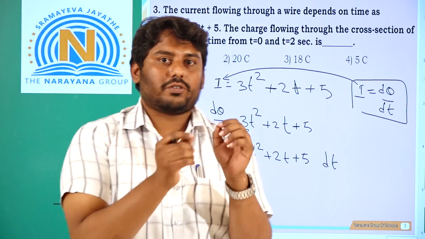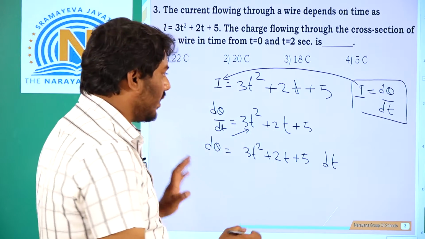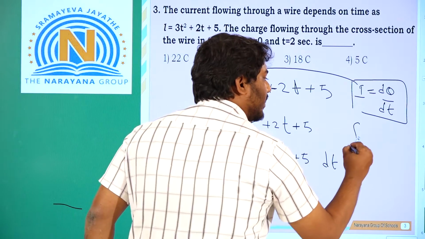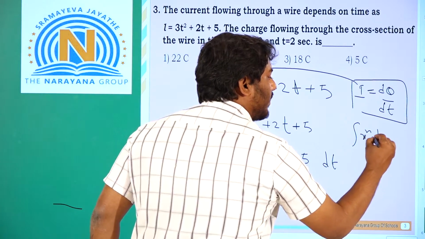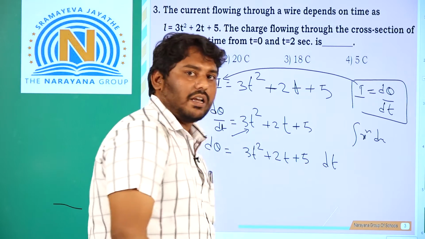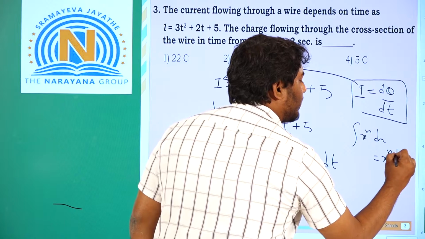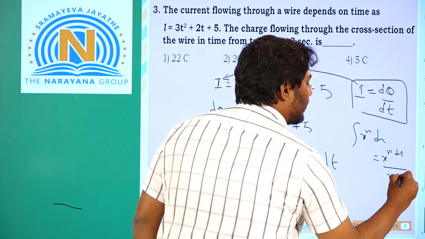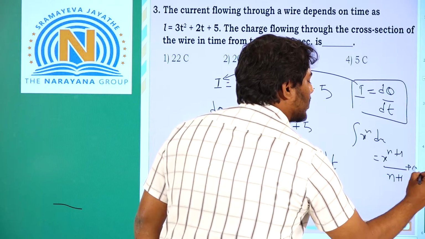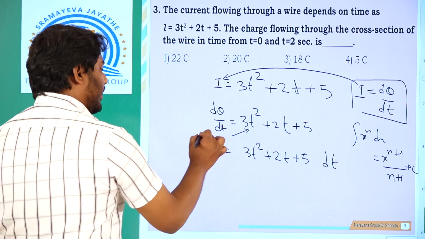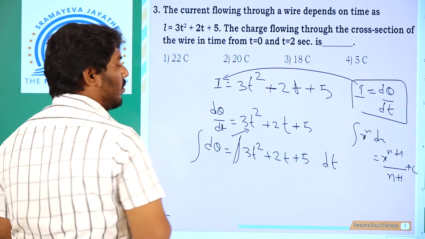Here I am going to talk about a small formula: integral x power n dx. What is the integral of x power n dx? It is simply x power n plus 1 upon n plus 1, plus constant. Apply the same here. Here I am applying integral on both sides.